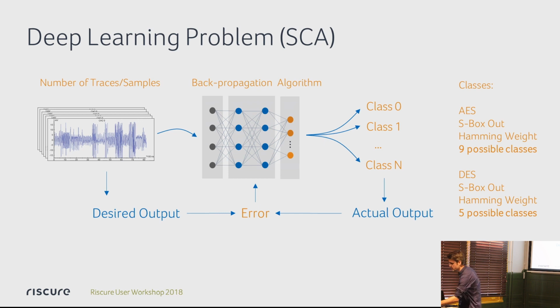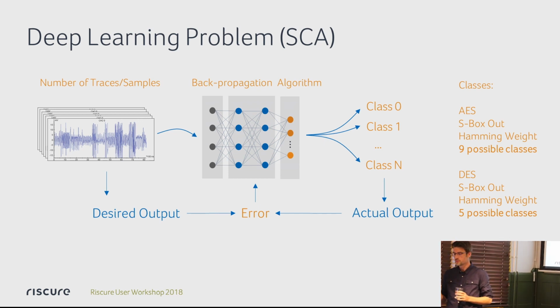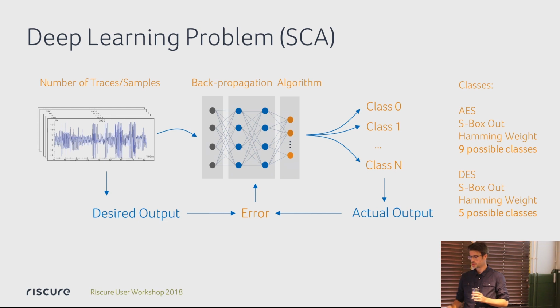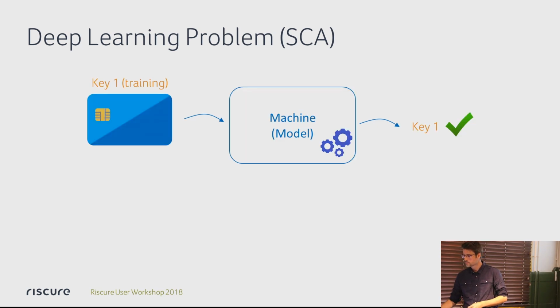So I will speak in more detail about back-propagation, because as we will show you, it's impossible to understand how a neural network learns and how it optimizes itself without understanding back-propagation. As in the same example as before, for sidechain analysis, let's say we have a target, we have one key that we know, and we train a machine, and the machine will classify the traces from this target correctly and will give us the key.